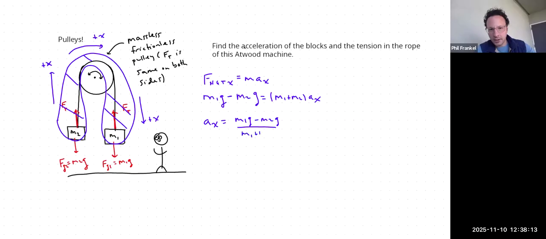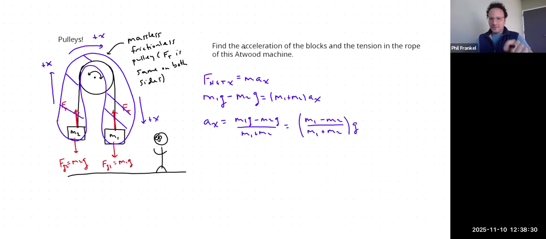And then a nice thing to do is to factor out little g from the numerator. Factor out little g from the numerator, and we get this result. So we're going to test this out and see if this result makes sense for some special values of m1 and m2.